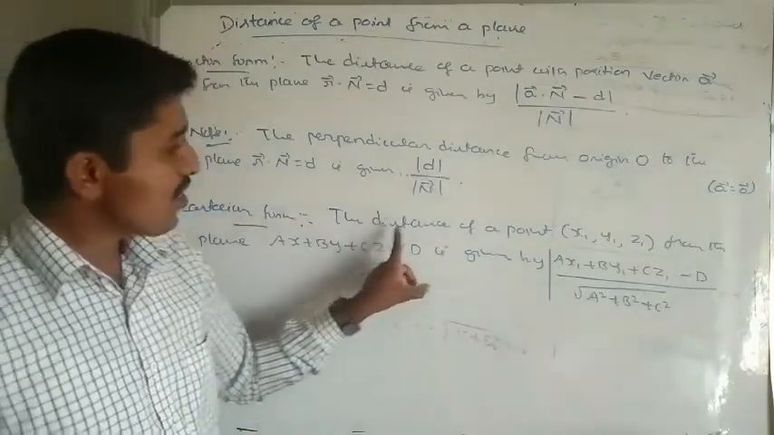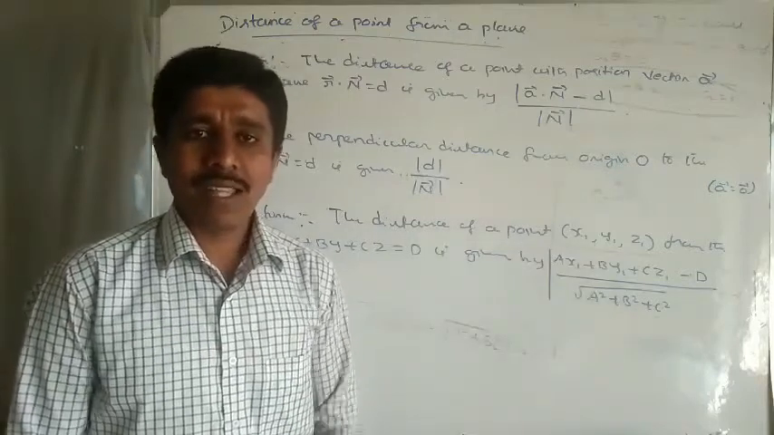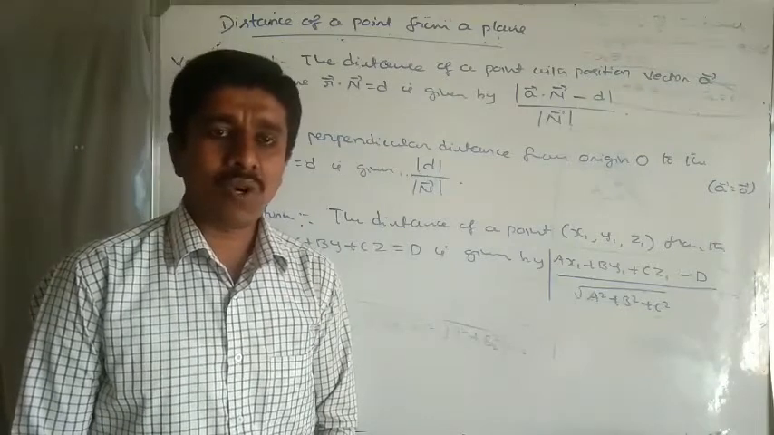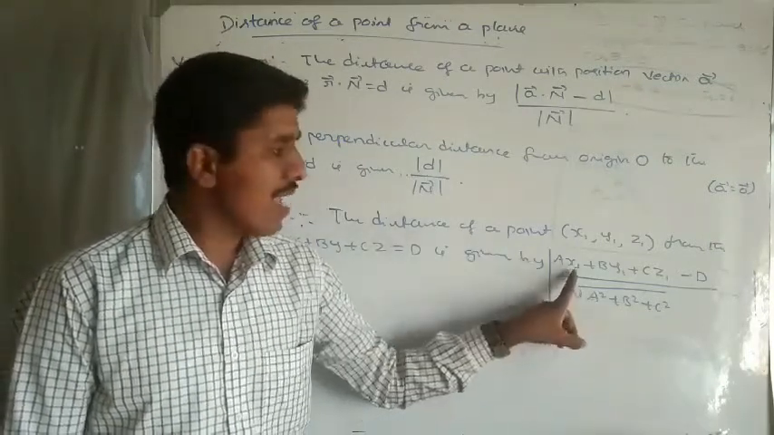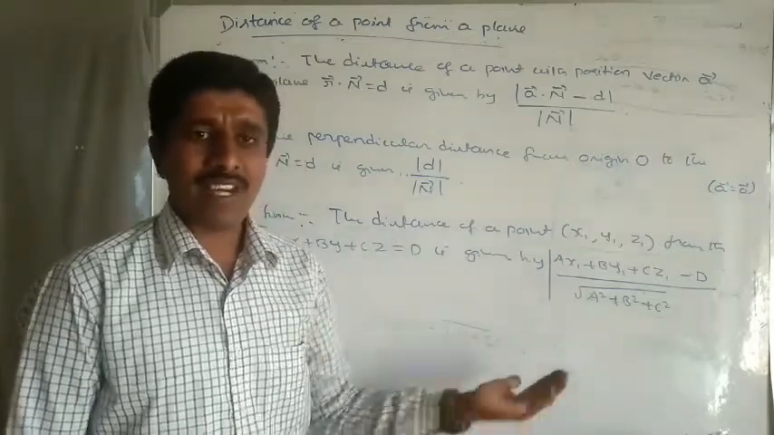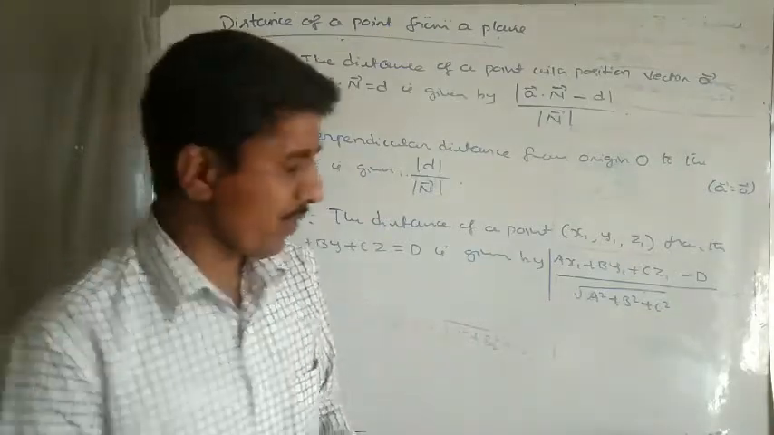Cartesian form, the distance of a point with coordinates x1, y1, z1 from the plane ax plus by plus cz is equal to d is given by modulus of ax1 plus by1 plus cz1 minus d divided by square root of a square plus b square plus c square.